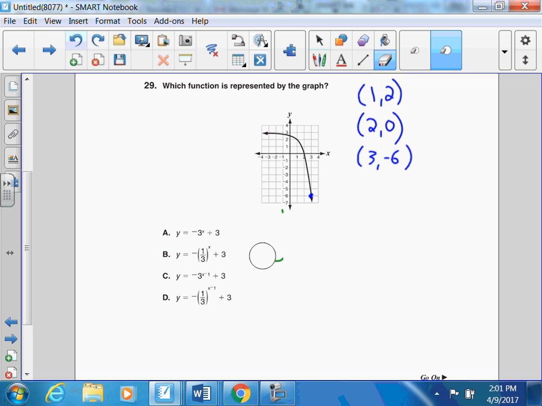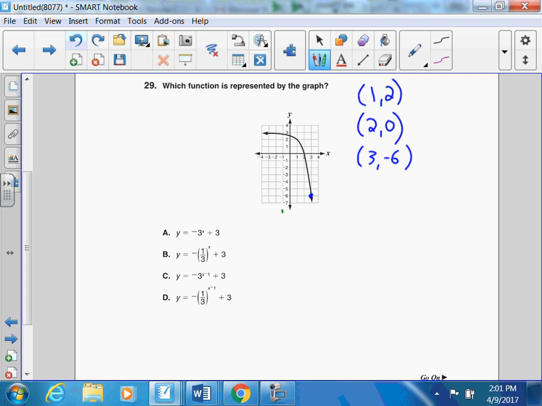We already know that. Second one, plug in 1 for x right there. So we have negative. Take 1/3 to the first power. That is 1/3. And then +3. Negative 1/3 plus 3 is not going to give us 2. So the answer is not going to be B.